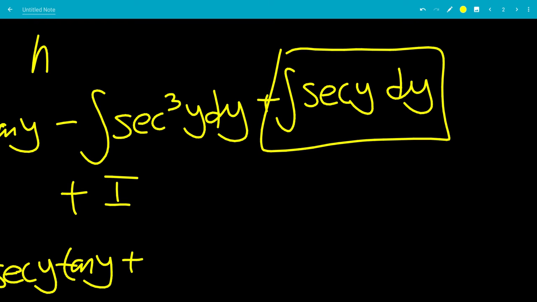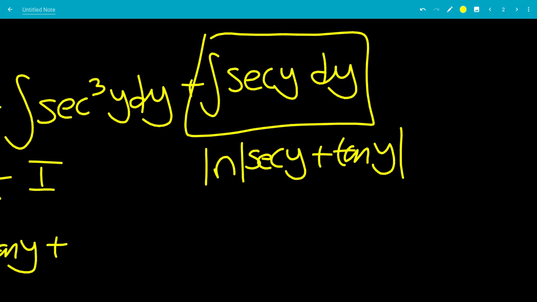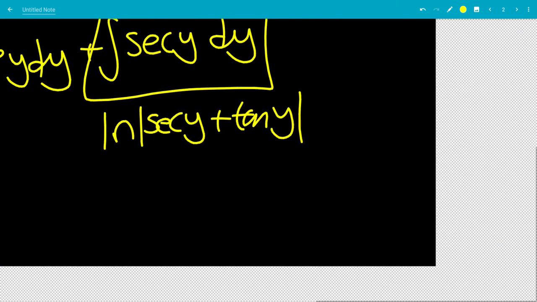Now this is a pretty common integral, and the answer to this is ln of absolute value of secant y plus tangent y. Now how do you do this? And then plus c, but we're not going to worry about that because we're going to plug in bounds.